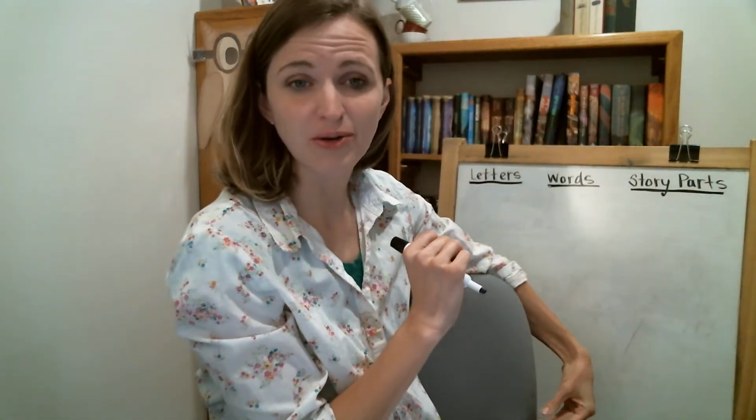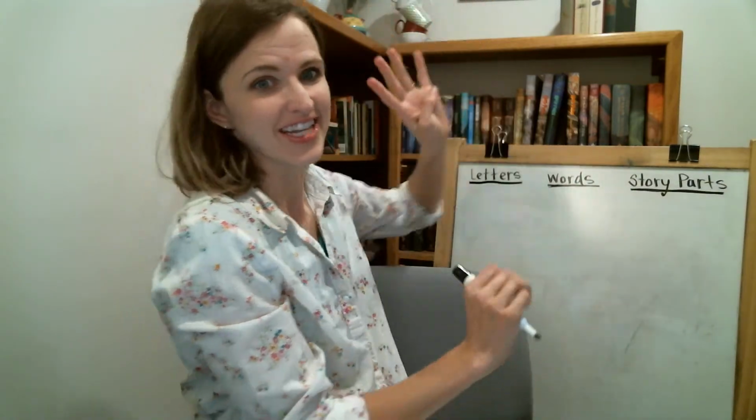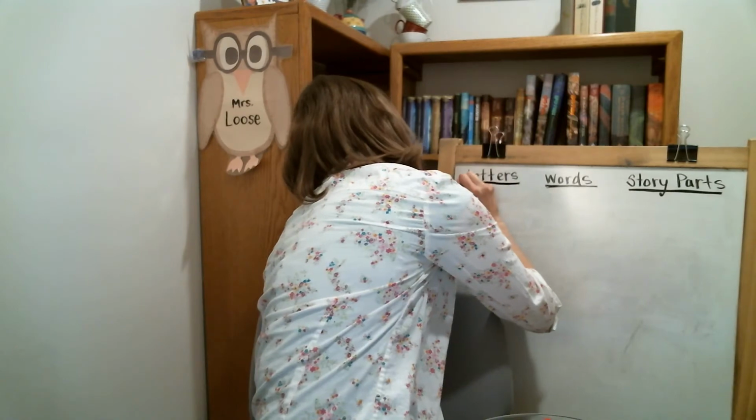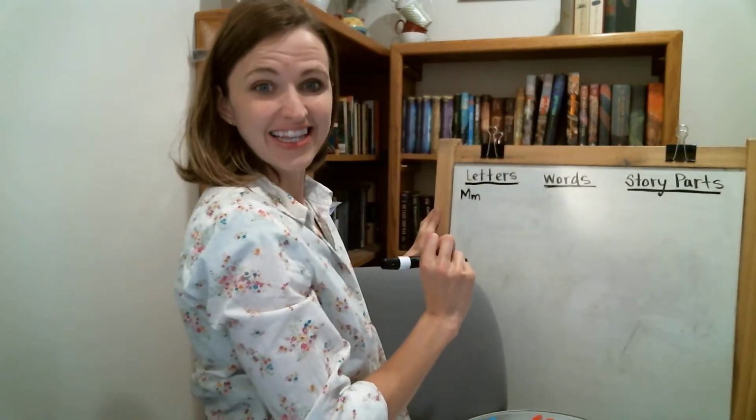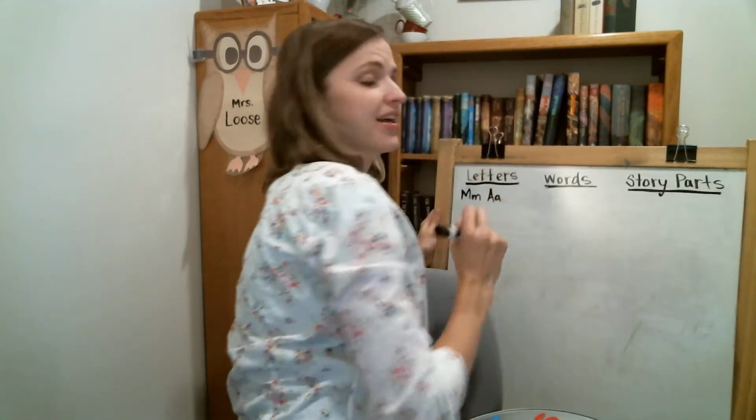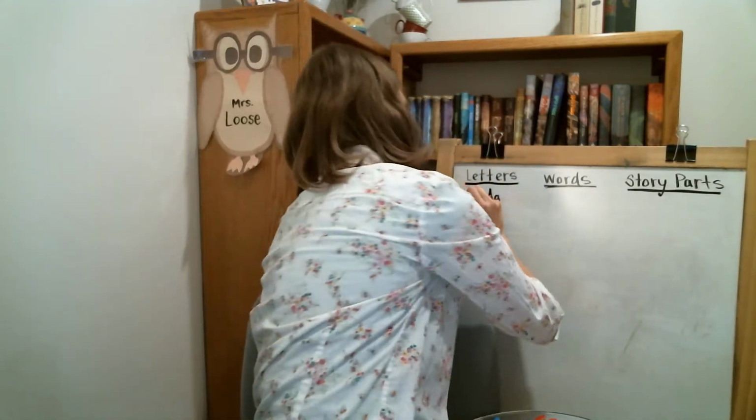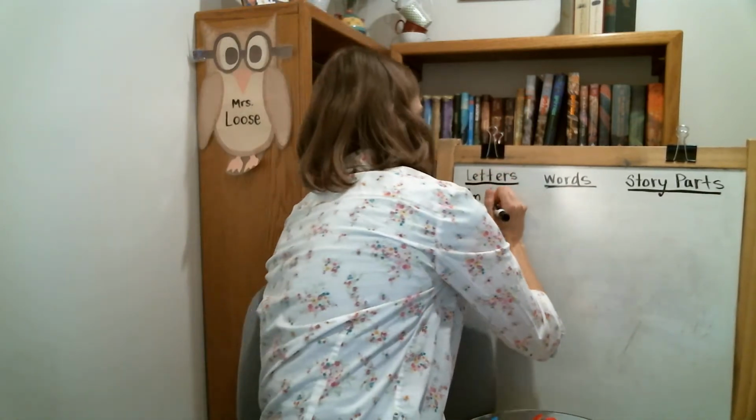There are 3 things we are going to work on today. We're going to work on some letters. 4 different letters. We are going to go over M, like we did last week, A, like we did last week, and we're going to do 2 new letters, S and T.